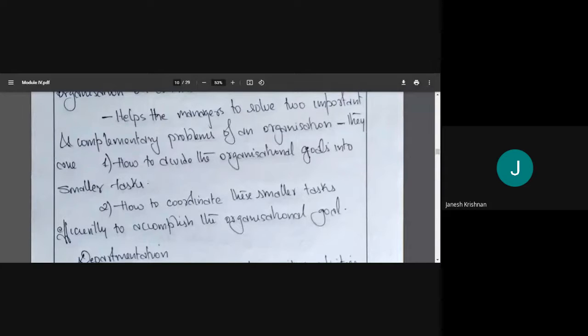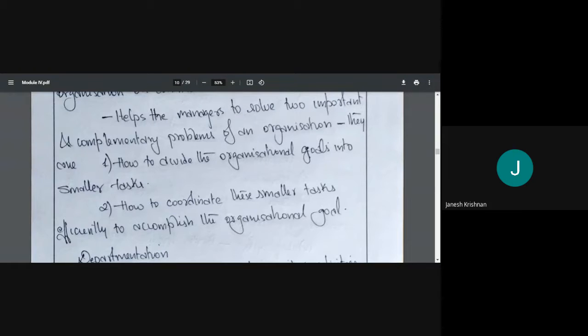So first thing, our aim is to conduct the art. For that, we need to divide the task into smaller portions. The smaller tasks we have divided into smaller goals, right? So we have departments. We have 5 departments. The next step is to coordinate these small tasks efficiently to accomplish the organization goal.